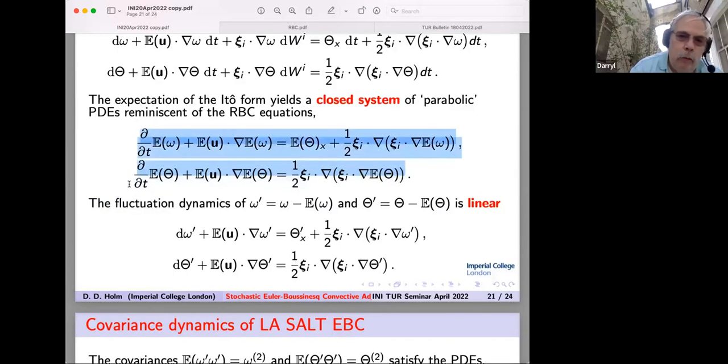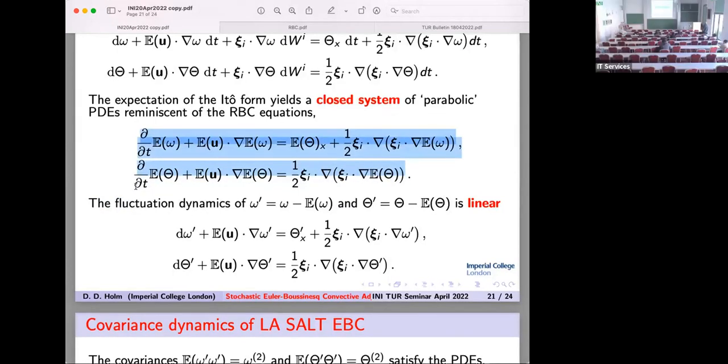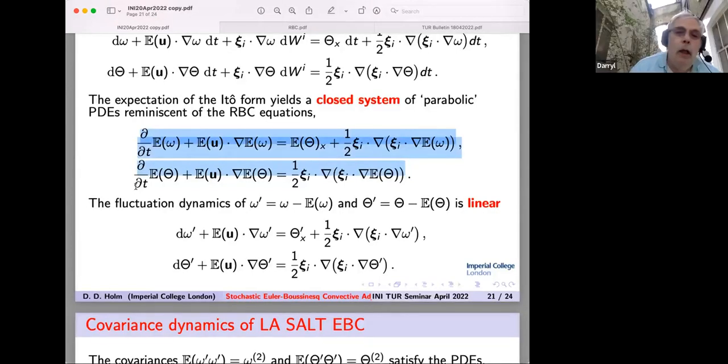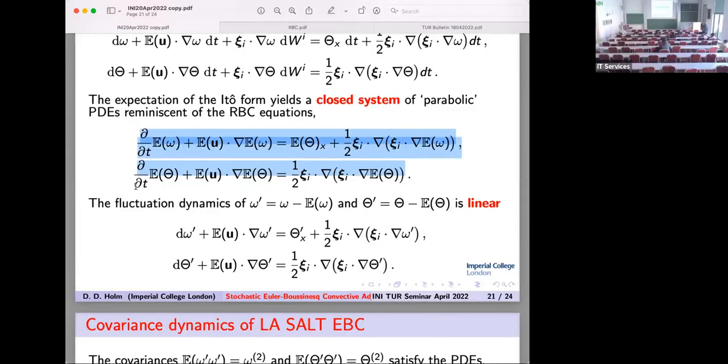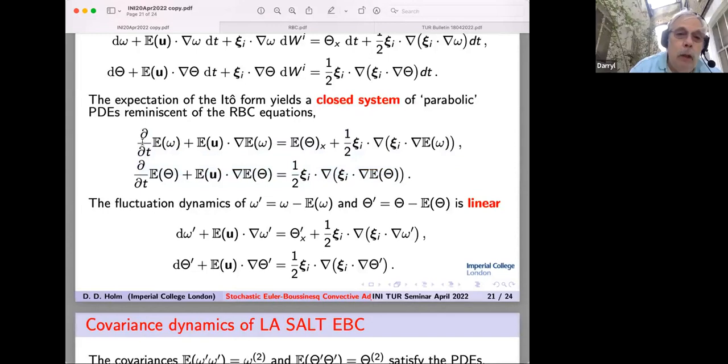Only for those two equations. So everything is expected. It's not at all stochastic. It's a PDE. So the PDE, the unknowns are like the primes, or what are the unknowns? The unknowns are the omegas. The unknowns are these E of omega and E of theta. Okay, so these are deterministic functions.